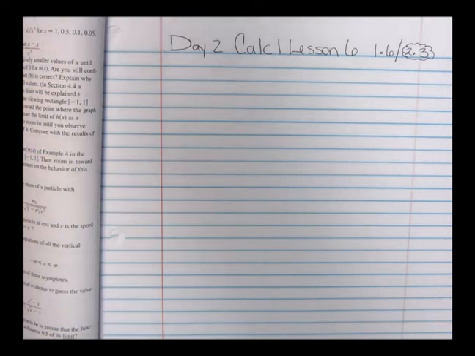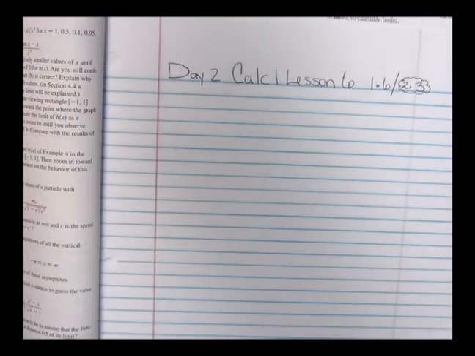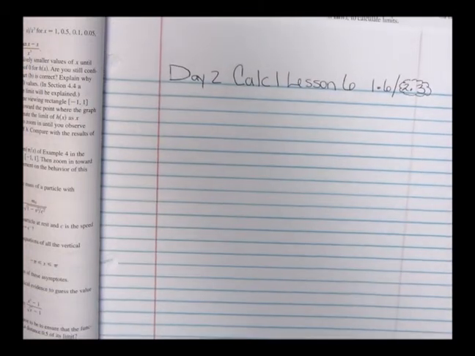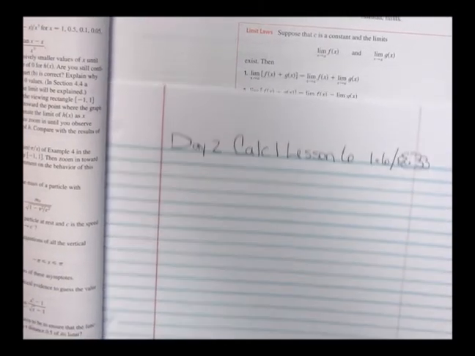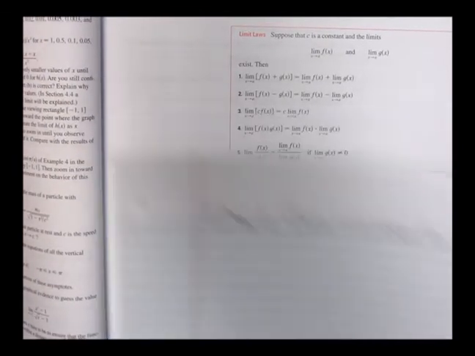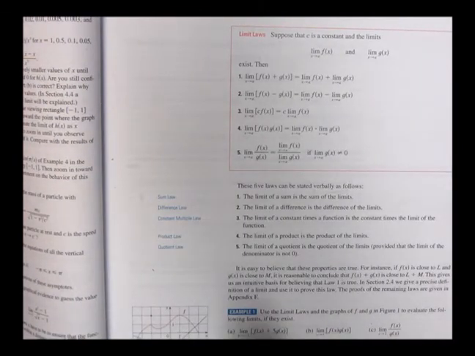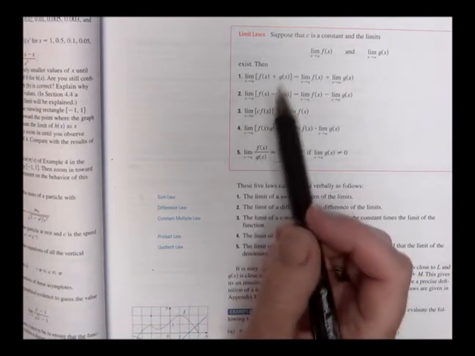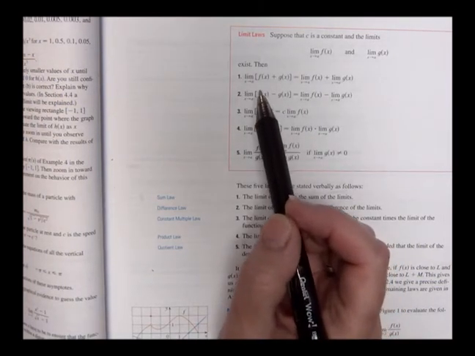We're on day 2, Calc 1, Lesson 6, Section 2.3 if you have the other book, which again, I don't suggest. But anyway, let's take a look at the limit laws. Now, I'm not going to spend a whole lot of time going through each and every one of these because I think by looking at them, you can see pretty much common sense.